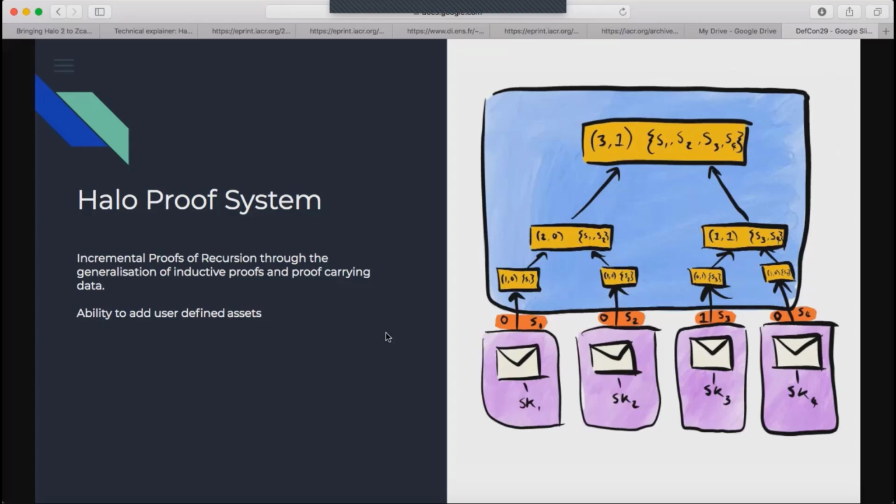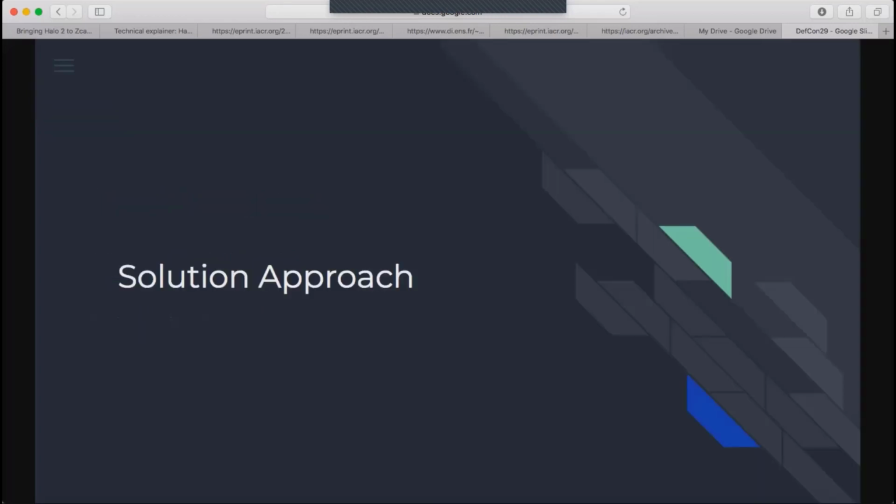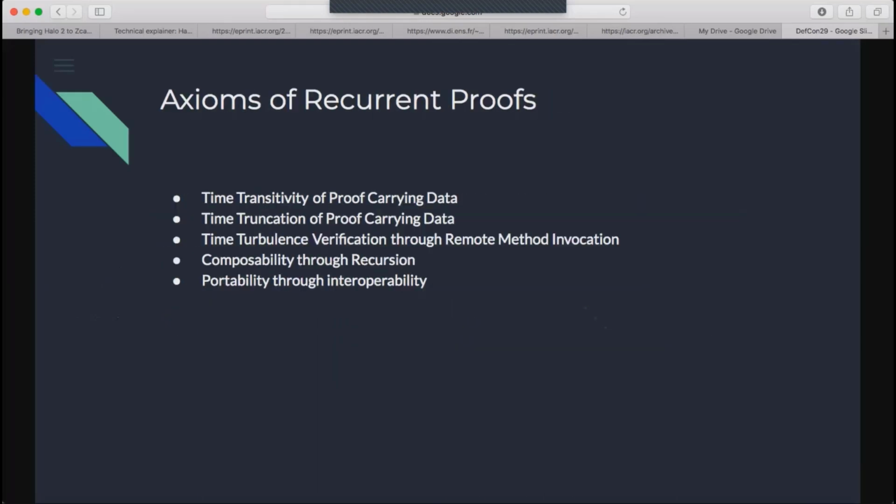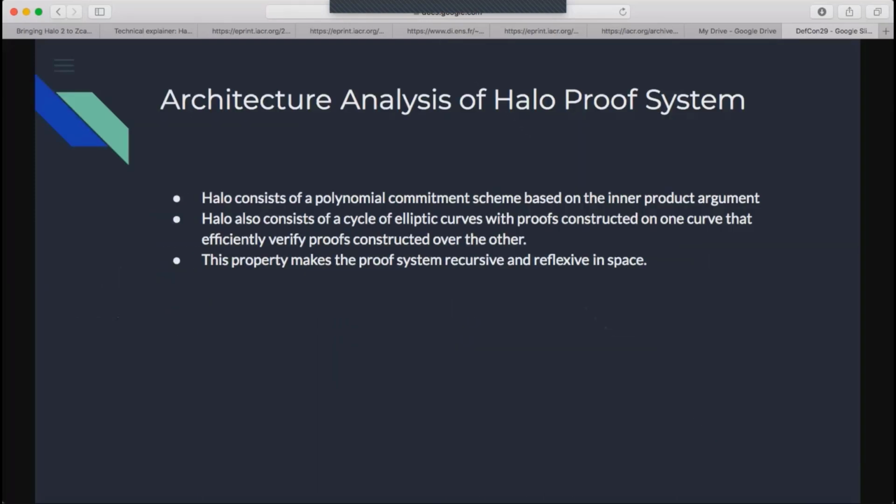So Halo and Halo 2 are two proof systems with a lot of recursive features. Now let's move to the next slide. Yeah, so now we are just trying to understand the Halo proof system.